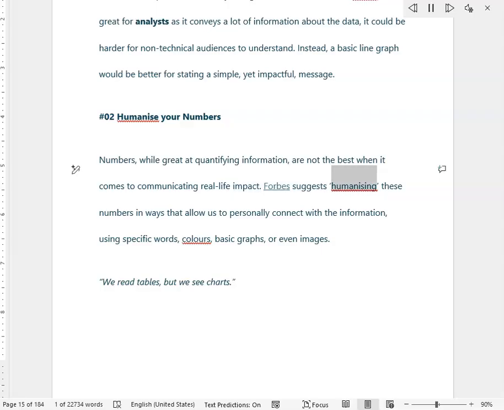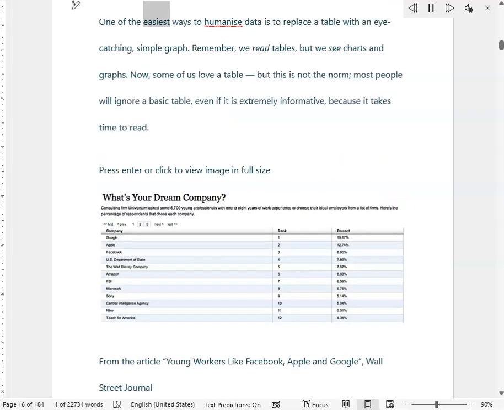Forbes suggests humanizing these numbers in ways that allow us to personally connect with the information, using specific words, colors, basic graphs, or even images. We read tables, but we see charts. One of the easiest ways to humanize data is to replace a table with an eye-catching, simple graph. Remember, we read tables, but we see charts and graphs. Now, some of us love a table, but this is not the norm. Most people will ignore a basic table, even if it is extremely informative, because it takes time to read.